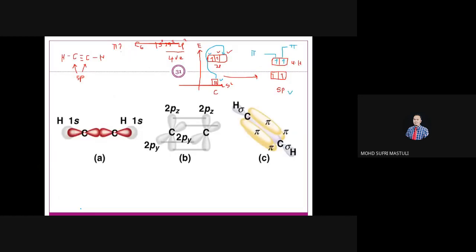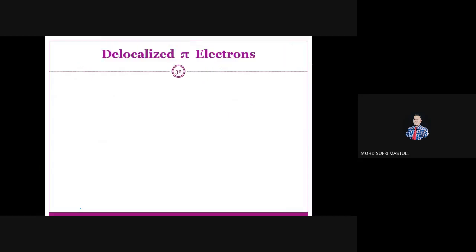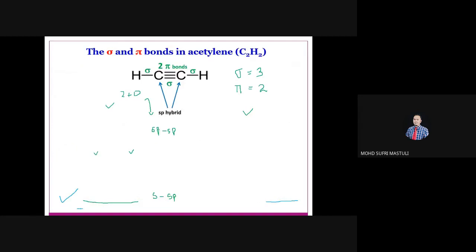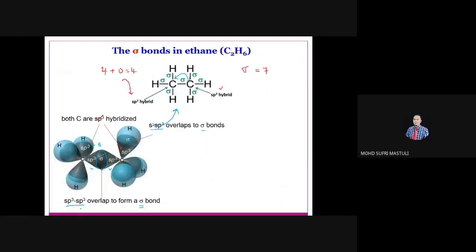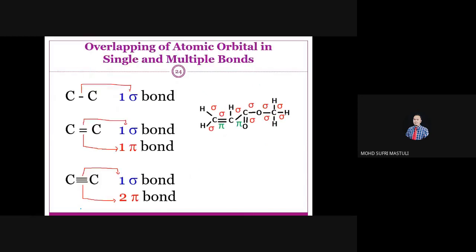Okay. So I think that's enough for this video. This video is talking about the sigma and pi. We just recap. In this subsection, we try to understand the formation of sigma and pi. We know single is 1 sigma, double is 1 sigma, 1 pi, triple is 1 sigma, 2 pi.